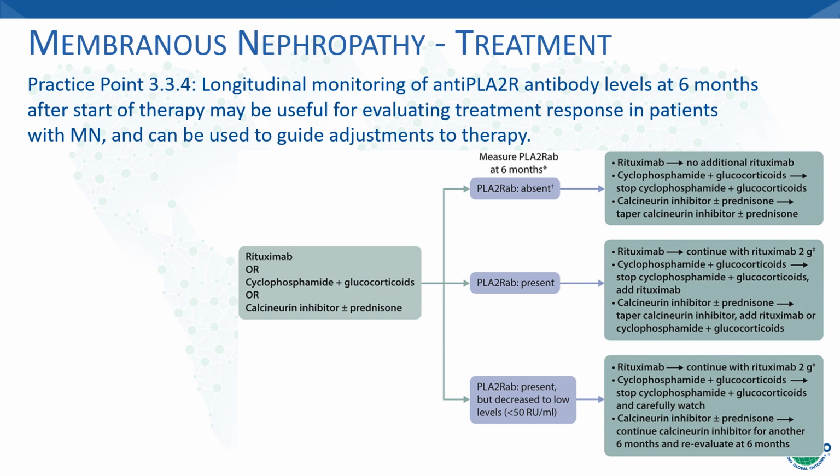If antiphospholipase A2 receptor antibody is present but decreased to low levels, actually this level is measured by immunofluorescence, so you cannot have this last category if you are using ELISA. But let's say you are using immunofluorescence and it has a low level, less than 50. If on rituximab, add 2 more doses; if on cyclophosphamide and glucocorticoid, stop them and watch carefully. If on calcineurin inhibitor plus or minus prednisolone, continue the calcineurin inhibitor for another 6 months and re-evaluate.